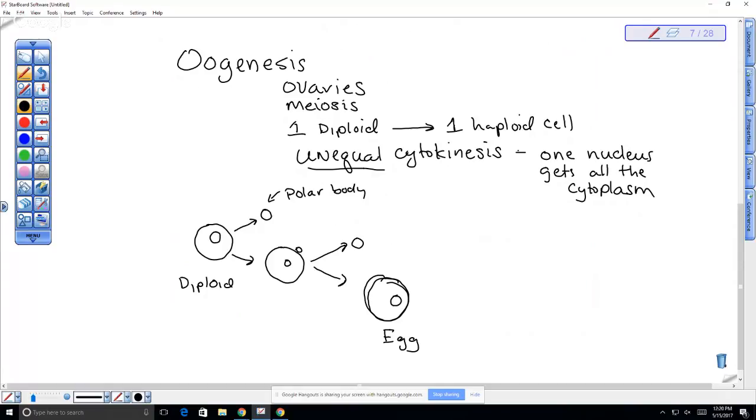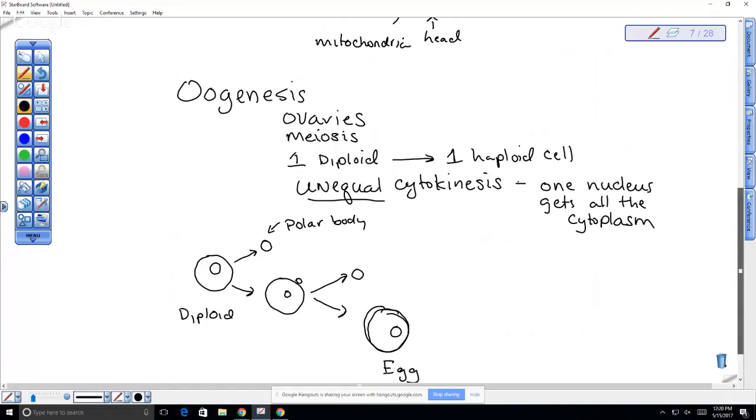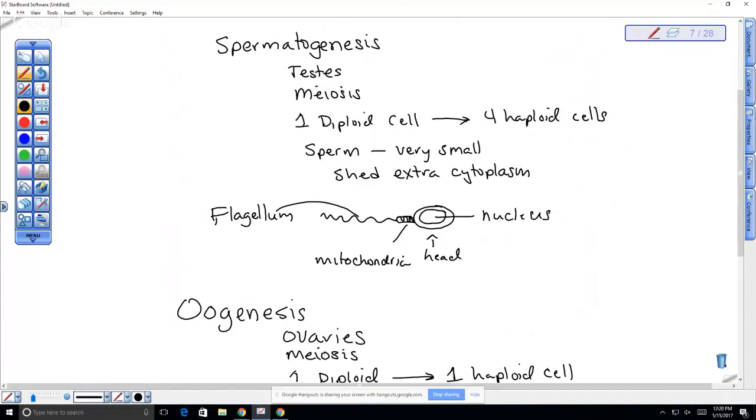Okay. So this being unequal cytokinesis, the sperm is equal cytokinesis. So spermatogenesis would be equal cytokinesis, because each nucleus, each set of chromosomes gets the same amount of cytoplasm. But then in the end, they shed it, right, because they've got to be fast. If they were too slow, then they wouldn't be the ones that get to the egg in time to fertilize it. Okay. So in your book, they have images.